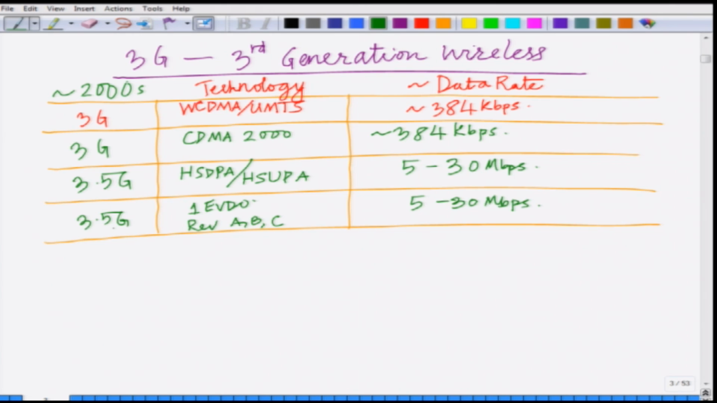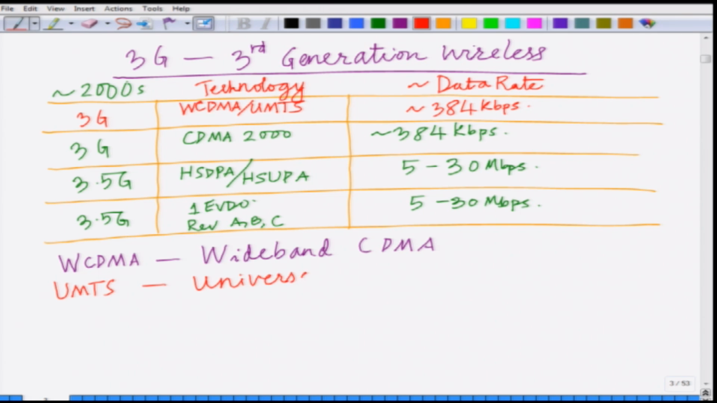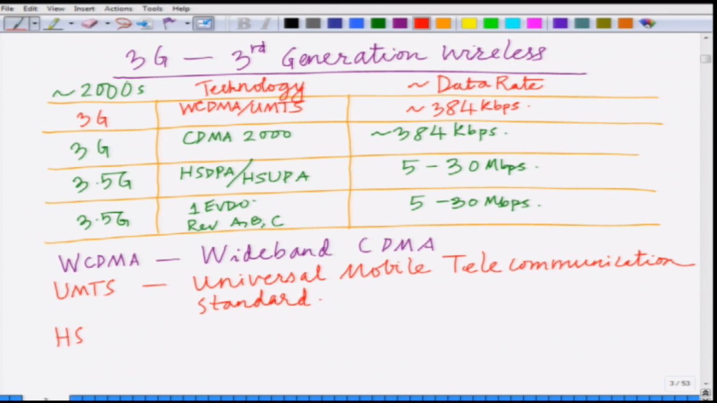And again, let us look at the different acronyms. We've already seen CDMA stands for Code Division Multiple Access, and WCDMA, which is closely related to CDMA, stands for Wideband CDMA, or Wideband Code Division Multiple Access. UMTS is the Universal Mobile Telecommunication Standard. HSDPA is the high speed downlink packet access.